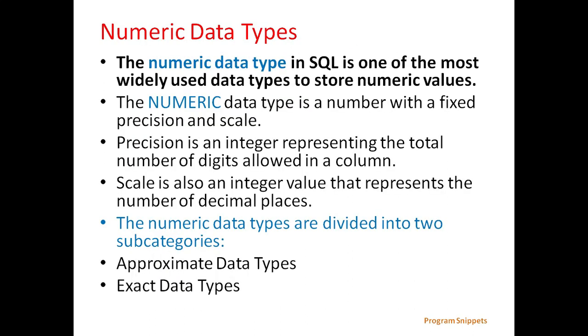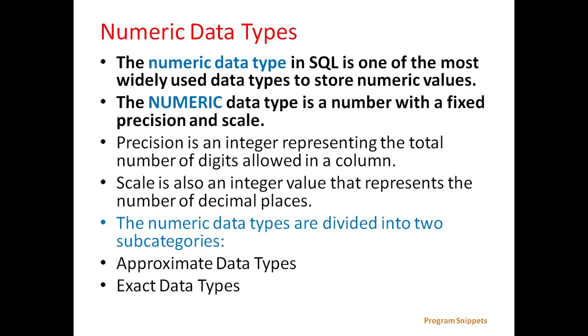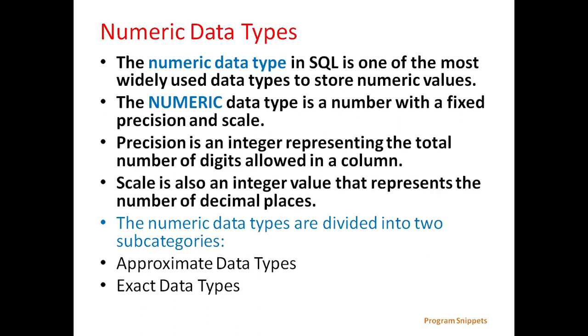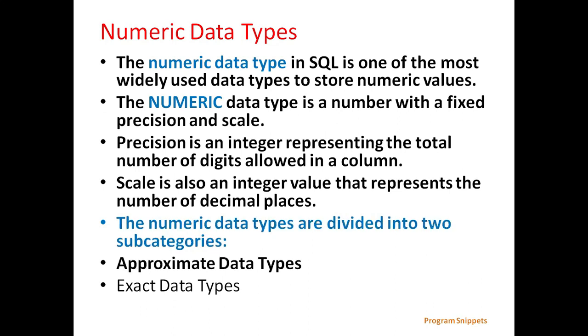The numeric data type in SQL is one of the most widely used data types to store numeric values. Numeric data type is a number with a fixed precision and scale. Precision is an integer representing the total number of digits allowed in a column. Scale is also an integer value that represents the number of decimal places. The numeric data types are divided into 2 subcategories: approximate data types and exact data types.